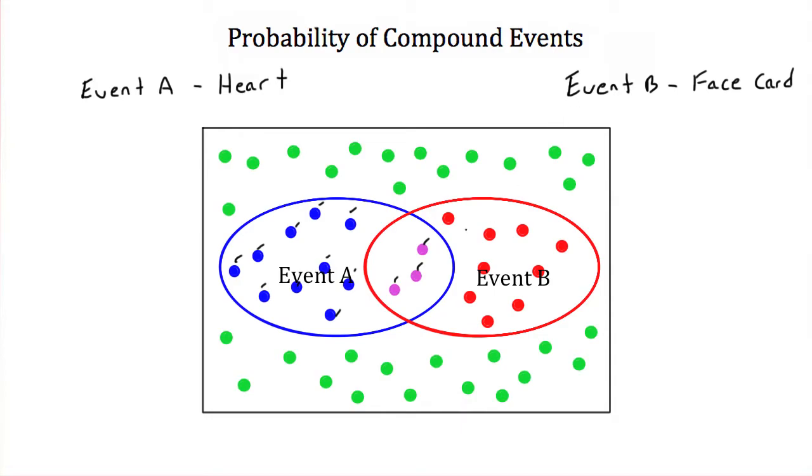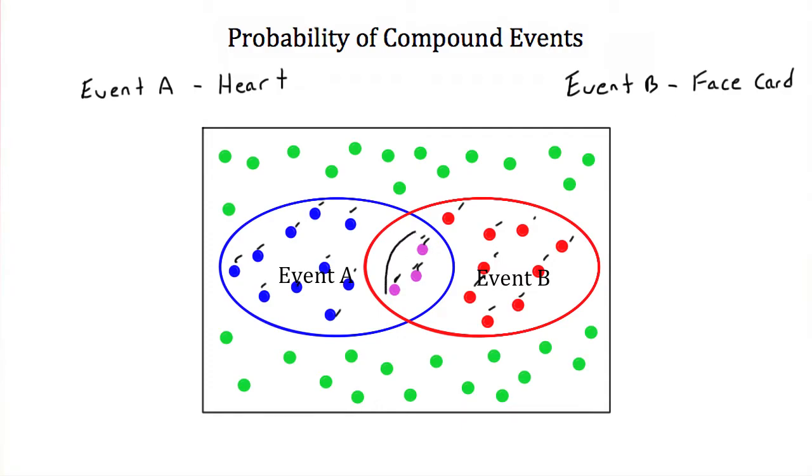If you were to count up all the dots in the red circle, 1, 2, 3, 4, 5, 6, 7, 8, 9, 10, 11, 12, you would find out that there are 12 cards that satisfy event B. Well, event B is pulling a face card from a deck of cards, and there are 12 face cards in a standard deck of cards.